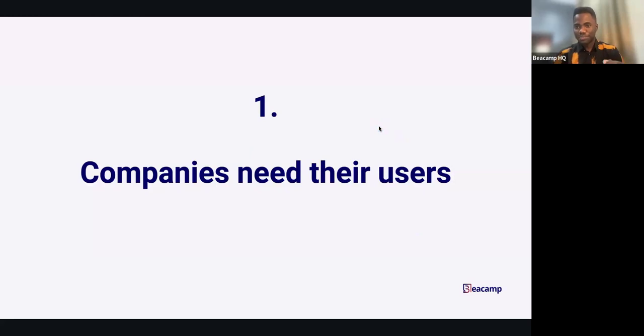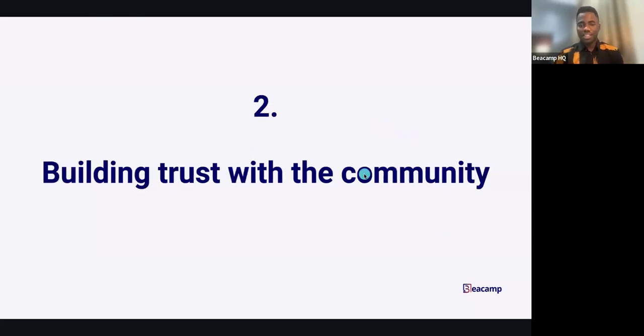The second reason is there's a need to build trust. There are so many tech communities in Nigeria, in Europe, in Africa. There has to be a bridge between these communities and the companies. That bridge is trust, and that trust is built by those in the DevMar and DevRel space.